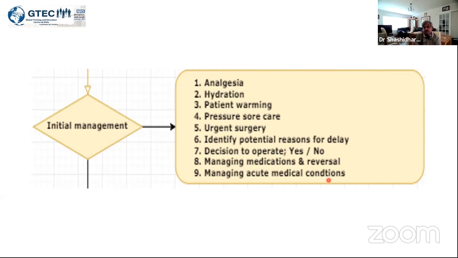The other important thing is to identify the potential reasons for delay. Fortunately, the anesthetic reasons for cancelling a fractured neck of femur in UK is less than 4%. Most often it is the comorbidities, decision about should we have an echo. I think the biggest one even today is patients on anticoagulant medications. I'm going to spend a little bit more time on that.